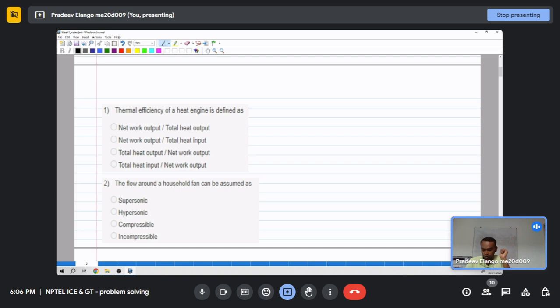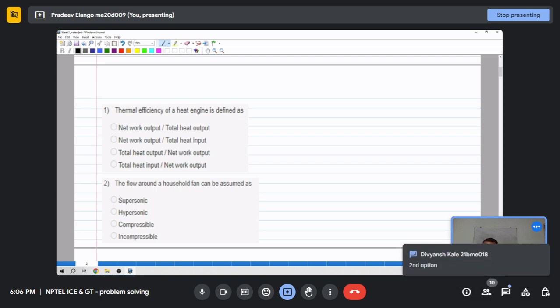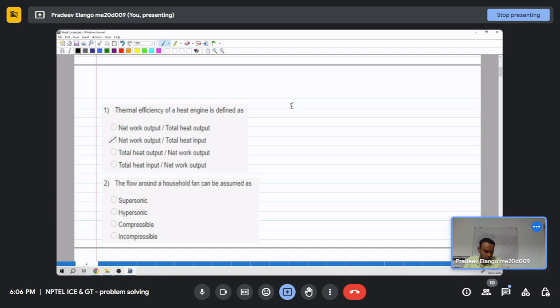So what is thermal efficiency of a heat engine? Can you answer? Second option. Second option is right. So generally you write efficiency as output by input. Here for a heat engine, the output is work and input is heat.